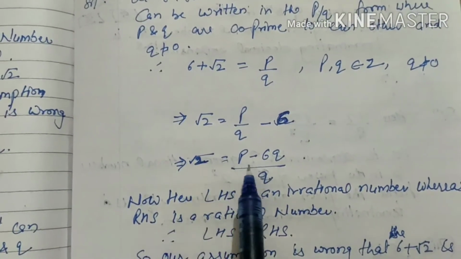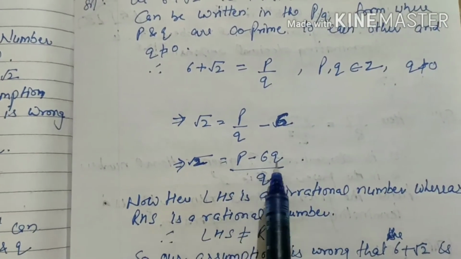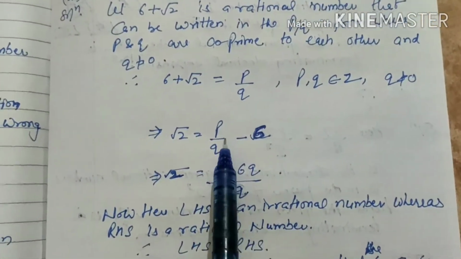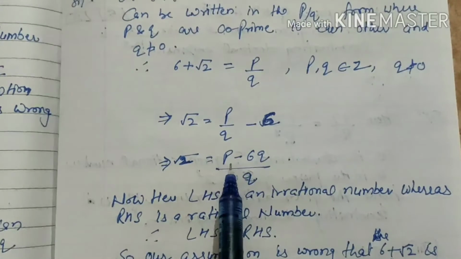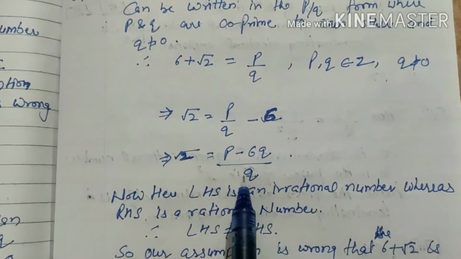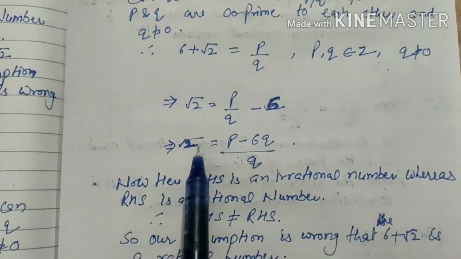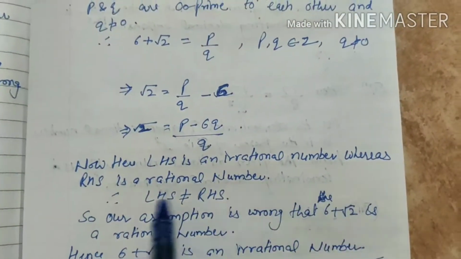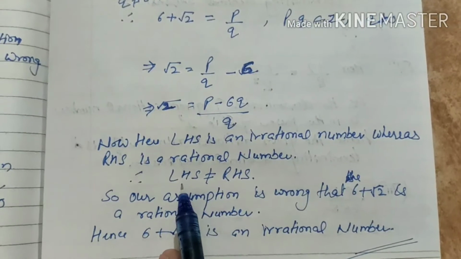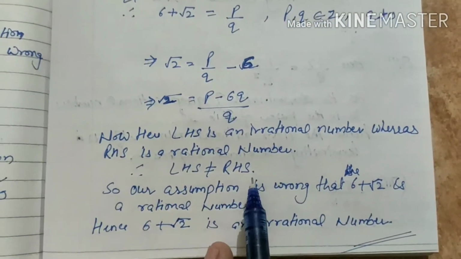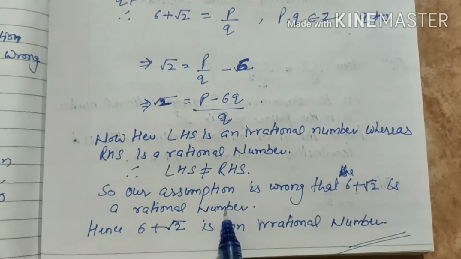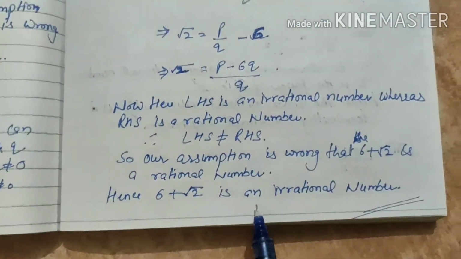you can see in the left hand side we have root 2 and in the right hand side we have p minus 6q upon q. So now as p by q is a rational number, p by q minus 6 is a rational number and p minus 6q by q is a rational number, but the left hand side, that is root 2, is an irrational number. So here the left hand side is an irrational number, whereas the right hand side is a rational number, so left hand side is not equal to right hand side. So our assumption is wrong that 6 plus root 2 is a rational number. Hence 6 plus root 2 is an irrational number.